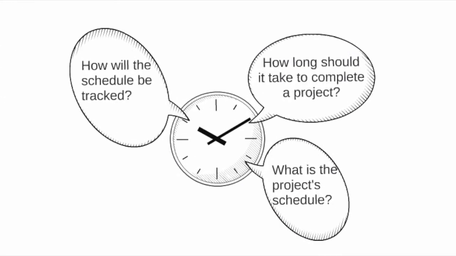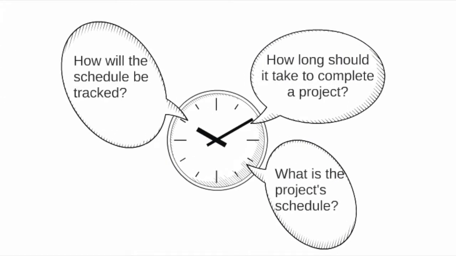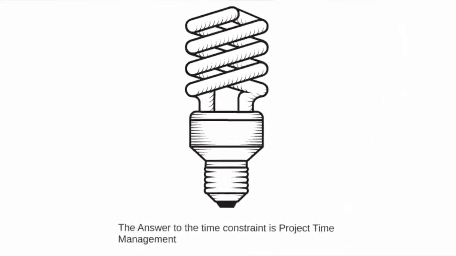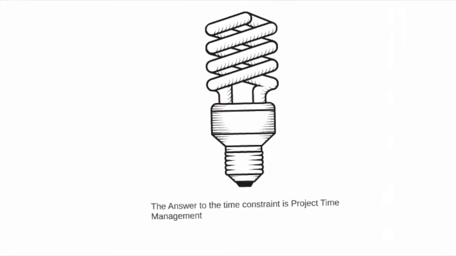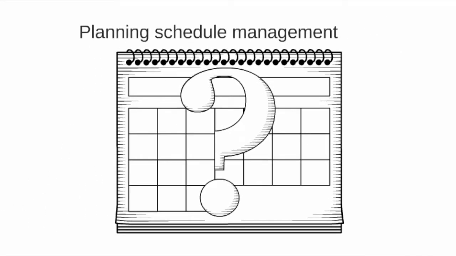The time constraint poses several questions. To answer these questions, project time management processes are used. There are 7 total processes to project time management. The first is planning schedule management. It involves both determining and documenting all relevant policies and procedures needed to manage and control a schedule.